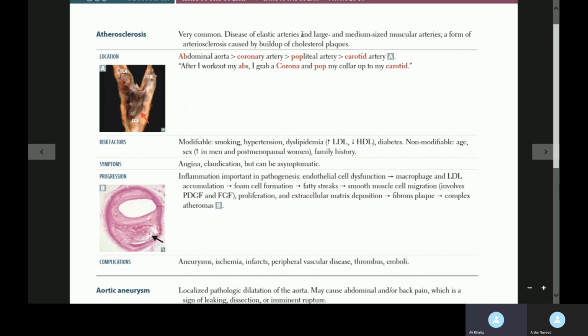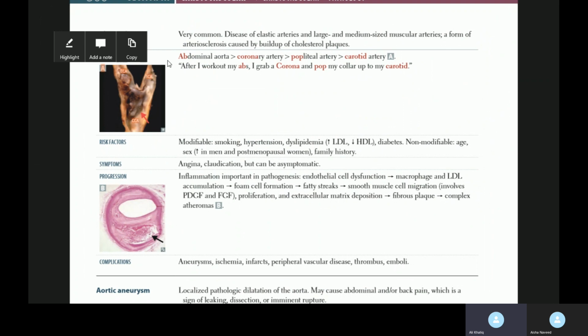Atherosclerosis is a disease of the elastic arteries and large and medium-sized arteries, a form of arteriosclerosis caused by buildup of cholesterol plaque. The more lipid you have, the more chances of getting atherosclerosis, isn't that so? Now, location. The most common site of developing atherosclerosis is not actually the coronary artery. The first is the abdominal aorta. And where in the abdominal aorta? Your abdominal aorta is too big. Where in the abdominal aorta do you get this?